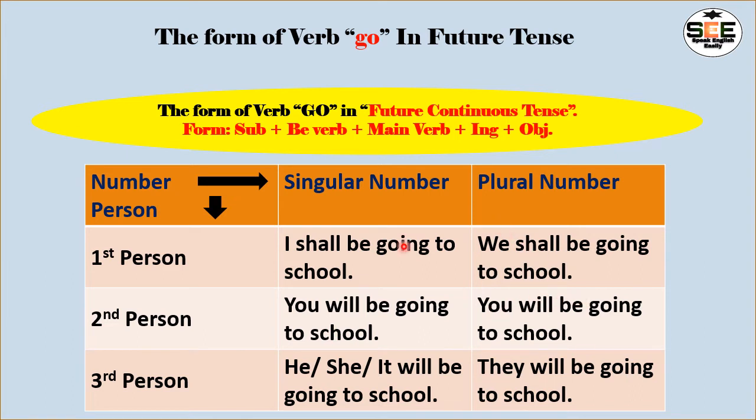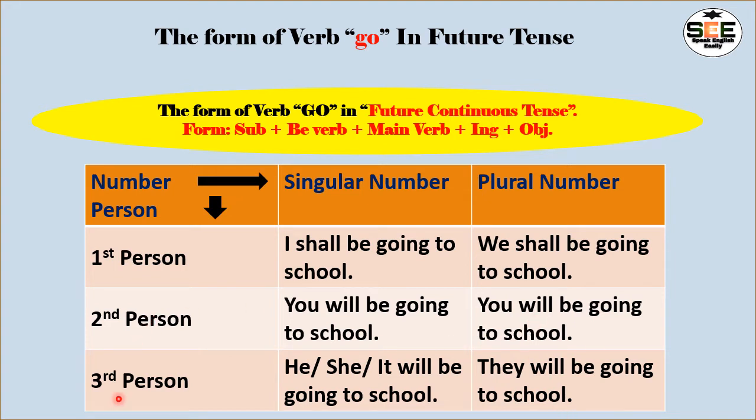Then second person plural number, you will be going to school. Here is also the same: you is the subject, will be is the be verb of future tense, plus go verb with ing as per our rule, and school is the object.